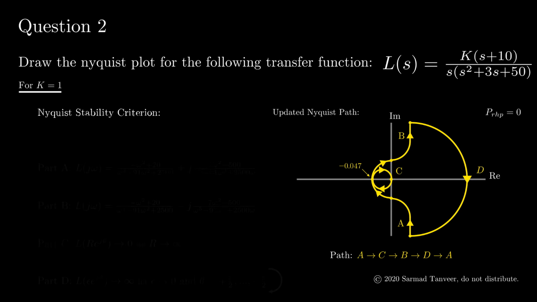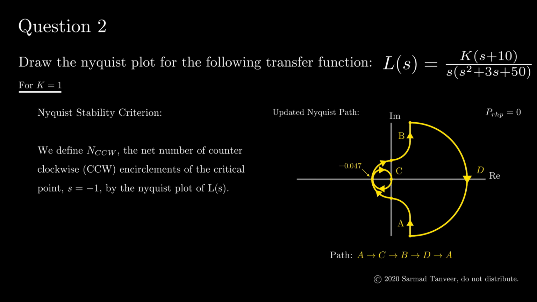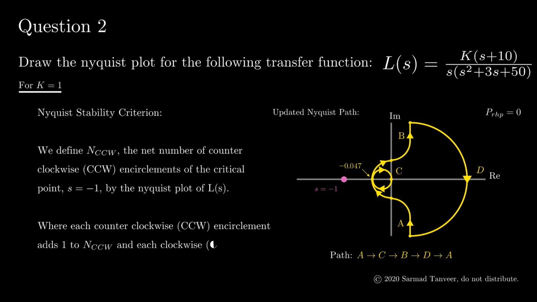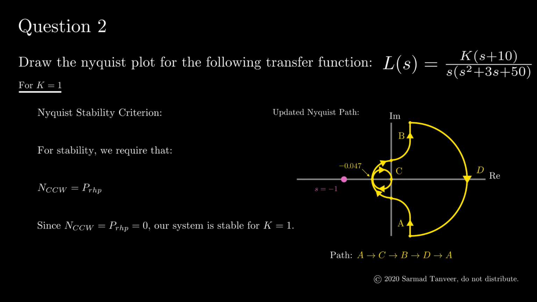For stability, we define n counterclockwise, the net number of counterclockwise encirclements of the critical point. This critical point is located at s equals -1. Each counterclockwise encirclement of the critical point adds 1 to the n counterclockwise term, and each clockwise encirclement subtracts 1. For stability, we require that n counterclockwise is equal to the number of open loop poles in the right half plane, the term we stored away earlier. In our case, n counterclockwise is equal to 0, and we also have 0 poles in the right half plane as observed earlier. This means our system is stable for k equals 1.